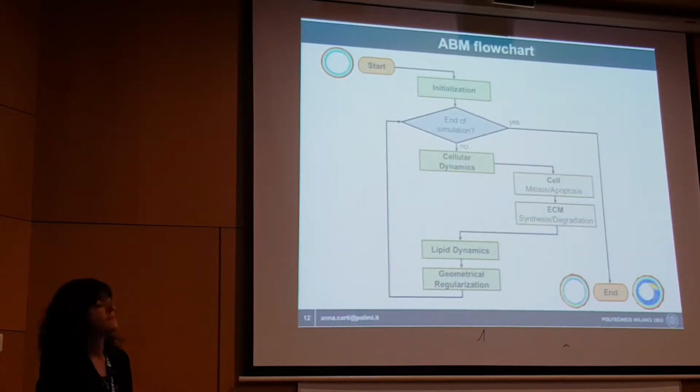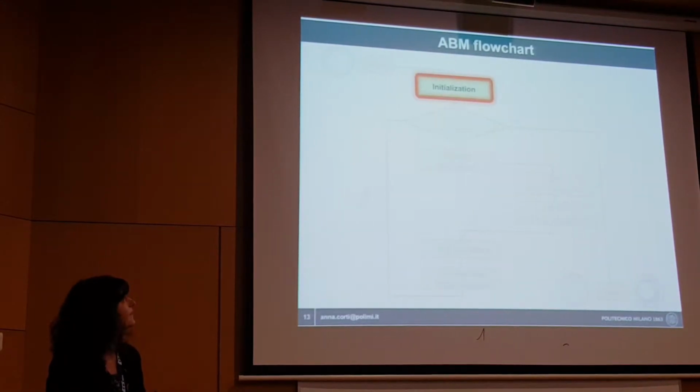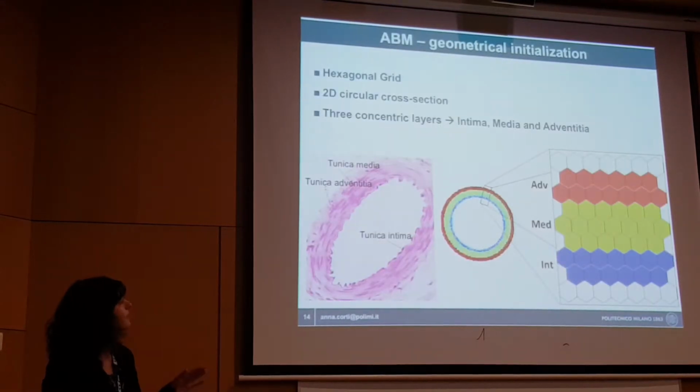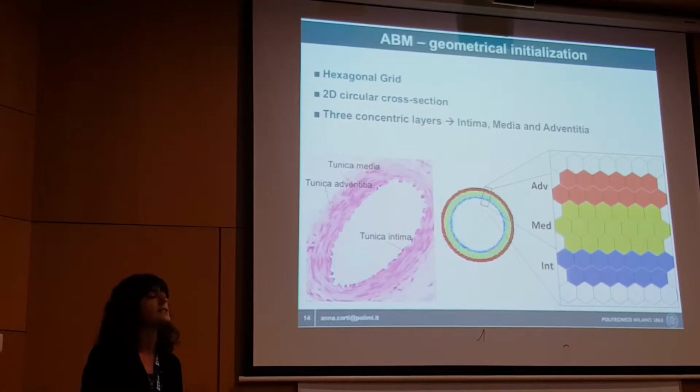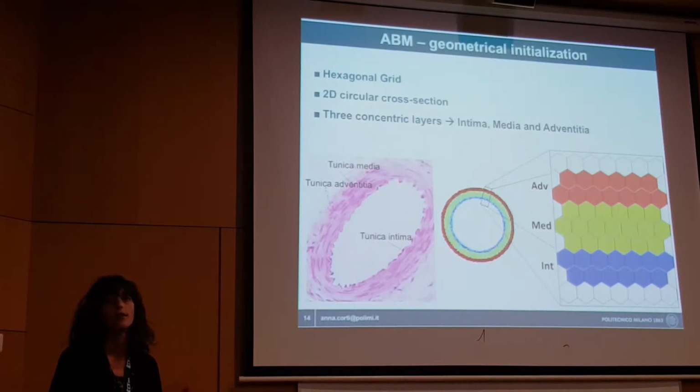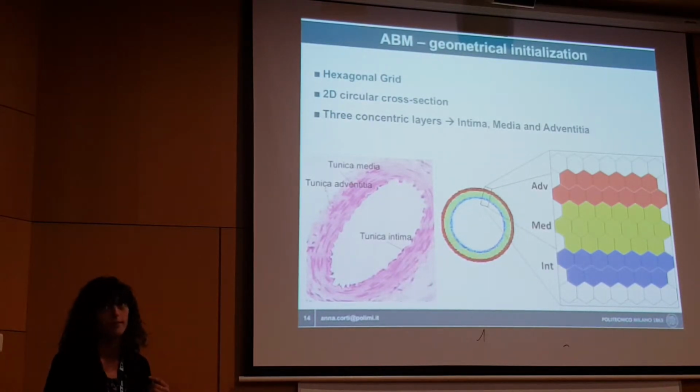In this slide, the agent-based model flowchart is shown. Following the initialization, the model implements at each iteration the cell dynamic, lipid dynamic, and geometrical regularization until the end of the simulated period. So starting from the initialization, a bidimensional hexagonal grid is adopted in order to implement the model consisting of a circular cross-section with 3 concentric layers, representing the intima, the media, and the adventitia.